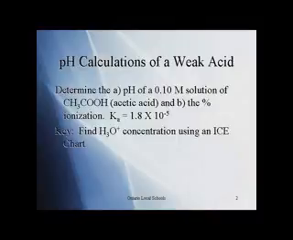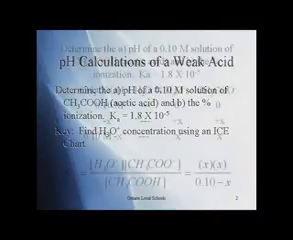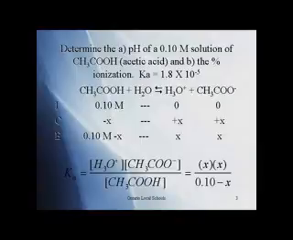So the problem we'll demonstrate is we'll determine the pH of a 0.1 mole per liter solution of acetic acid and its percent ionization. Remember that acetic acid is also known as ethanoic acid. We first write the reaction. Here we have acetic acid plus H2O. We're going to have H3O plus and the acetate ion as our products.